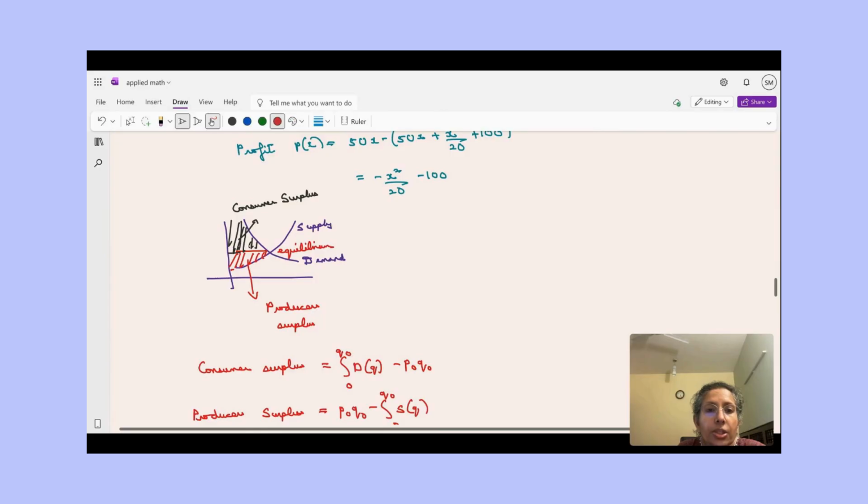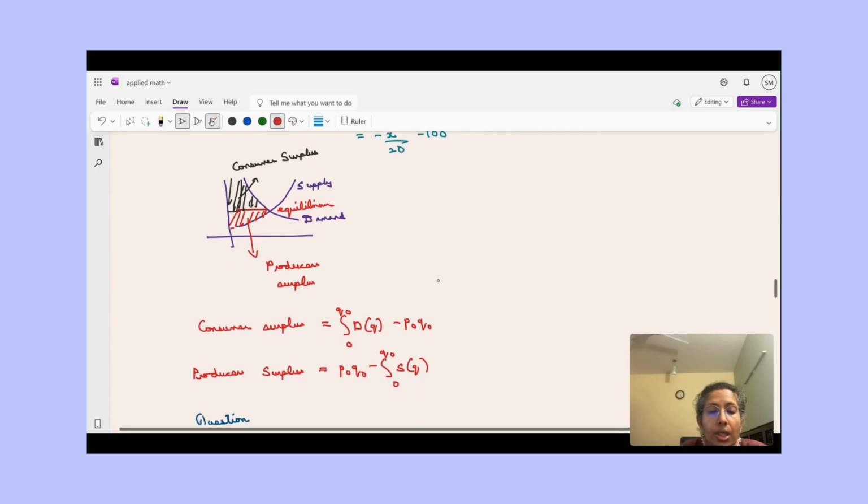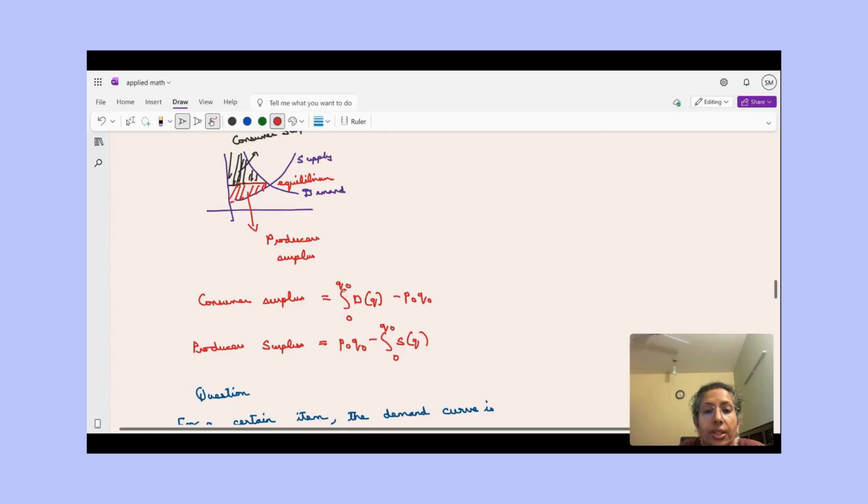So we have the consumer surplus. If this is a supply curve and this is a demand curve, this is the equilibrium point. The part which is shaded in black is the consumer surplus and the part which is shaded in red is the producer surplus. Consumer surplus is given as integral 0 to q naught of D(q) dq, that is the demand function, minus p naught q naught. Producer surplus is p naught q naught minus integral 0 to q naught of S(q) dq.